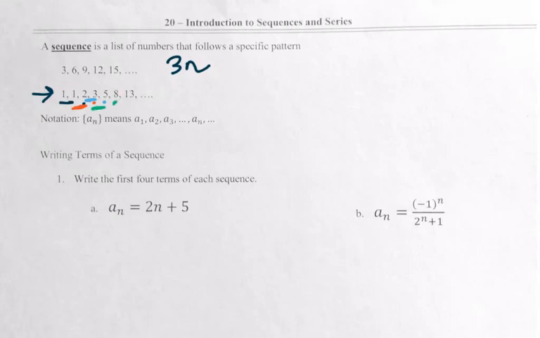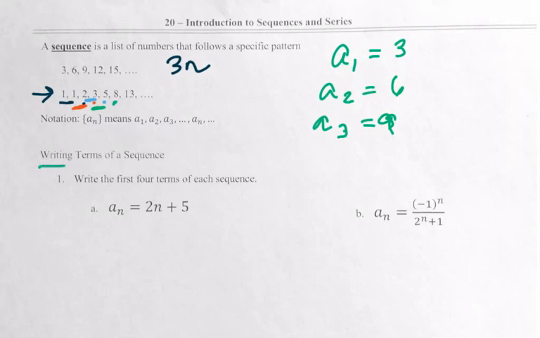In the notation, a sub n just means a sub 1, a sub 2, a sub 3, etc. until you get to a sub n. And that's just a name for each of these terms. So in the first one, a sub 1 would be 3. A sub 2 would be 6. A sub 3 would be 9. It just gives a name to the terms.